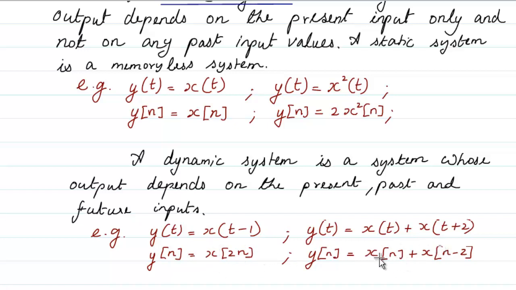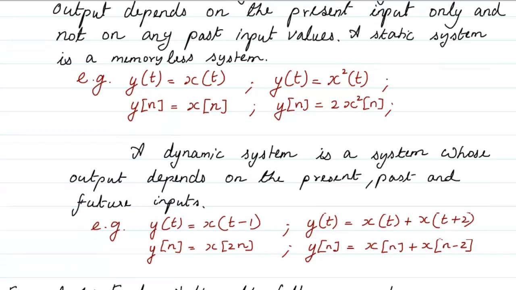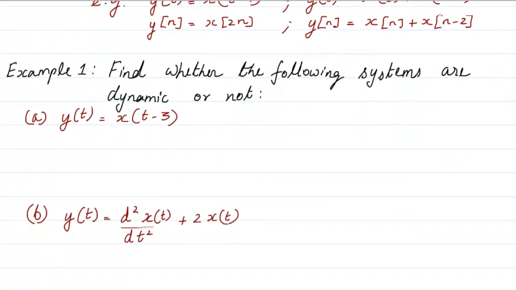The same is the case here for discrete time. It does not depend on just the present input, it depends on the previous or past and future inputs. Since a static system does not require storage of any previous input, a static system is also called a memoryless system, and a dynamic system is called a system with memory. Now let us solve some examples based on this.